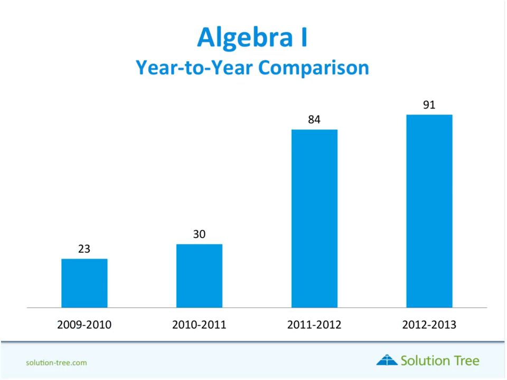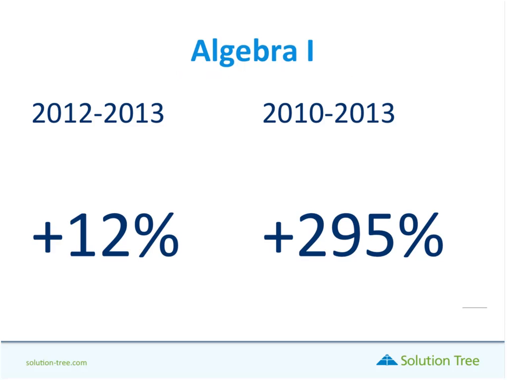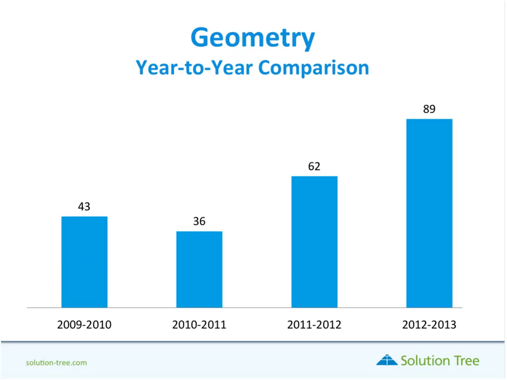Here is Algebra 1. This was the one that was absolutely the lowest. The first year they started in 2010, 23% of the kids had passed the exam. And last year they were at 91% of the kids. Remember, this is one you have to have for graduation. So this impacted the graduation rate, I mean, like none other. And then here's the increase again. Over last year it was only 12%, but over time it was 295%.